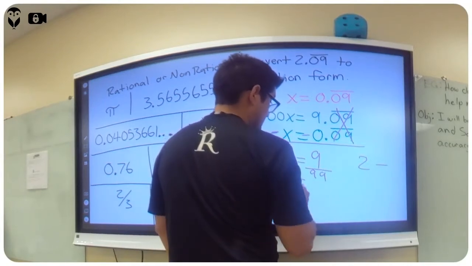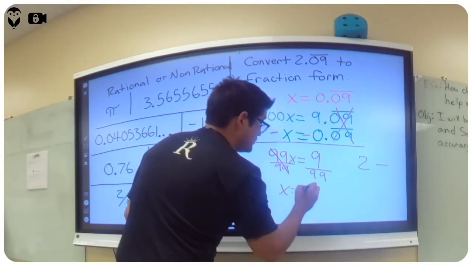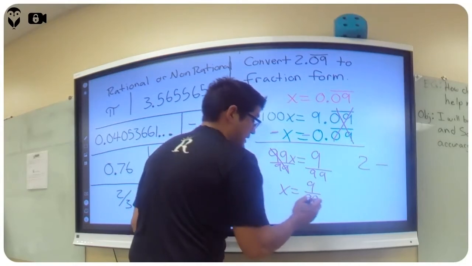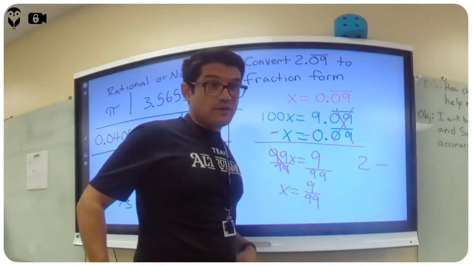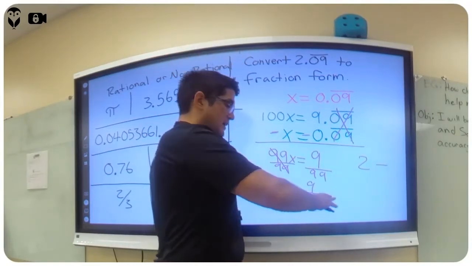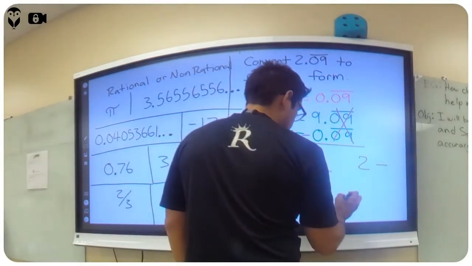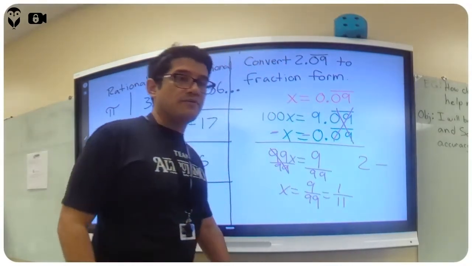So now the answer is, I don't like how close this is. The answer is x equals 9 over 99. If you haven't noticed, they're both divisible by 9, so I'm going to divide them both by 9. This is a correct answer, but if you divide them both by 9, you'll get 1 over 11. And that's your final answer if you're simplifying.